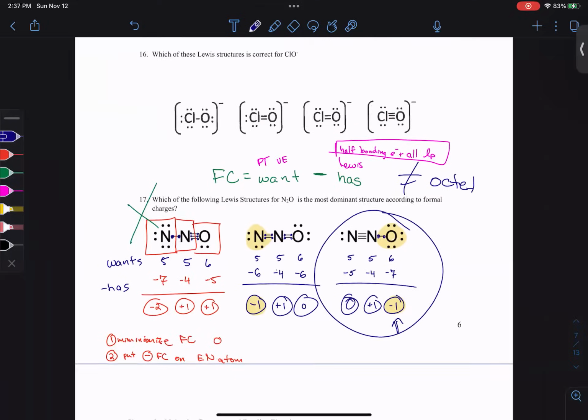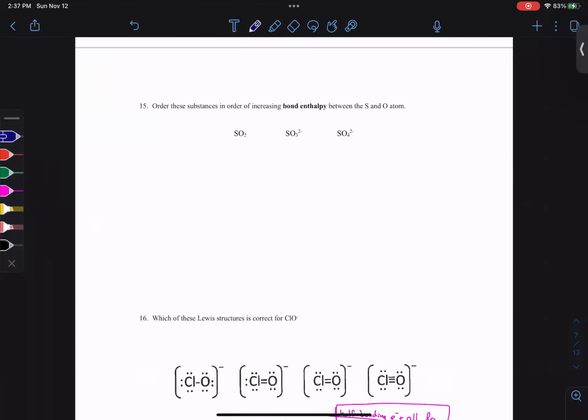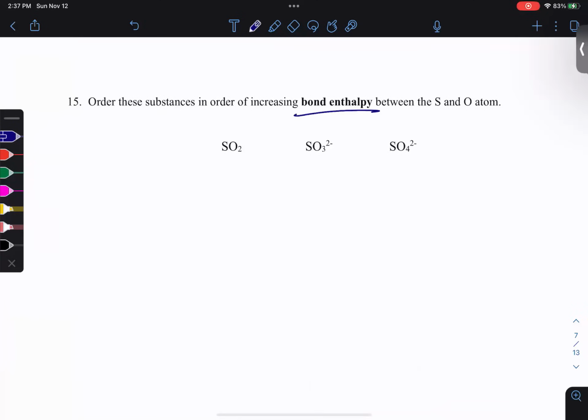All right, so that's 17. So someone asked me, let's do 15. Yeah, let's do 15. Okay, let's order these substances in order of increasing bond enthalpy. So we have to draw the Lewis structures. All right, so we need to draw the Lewis structures. So bond enthalpy means strength.